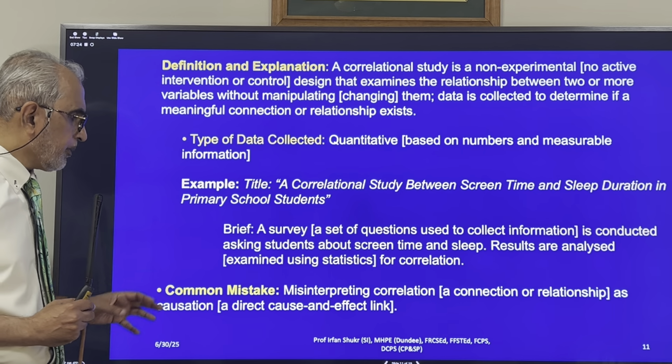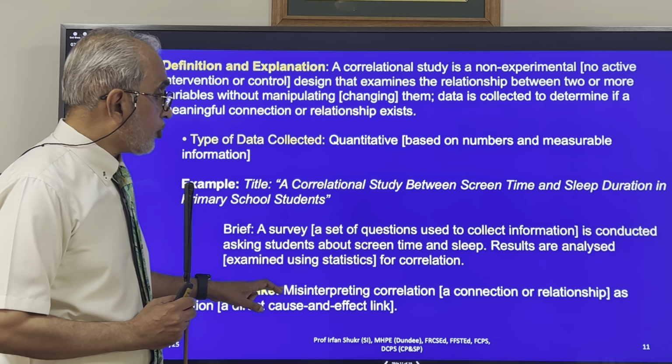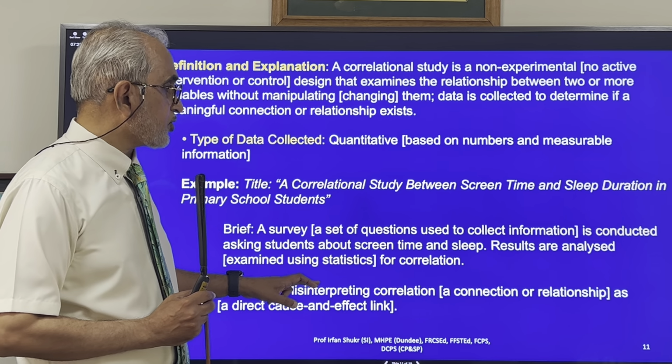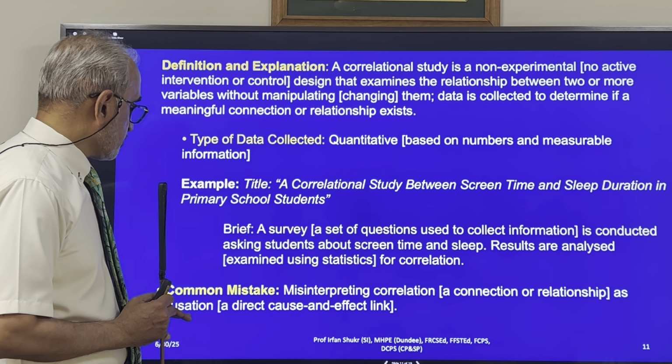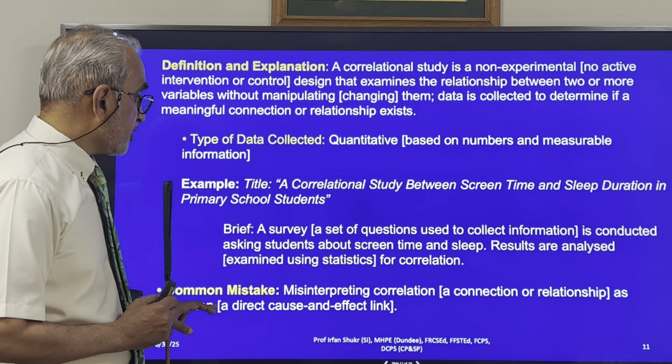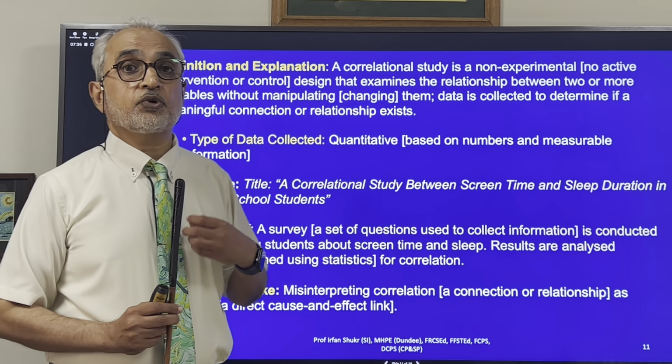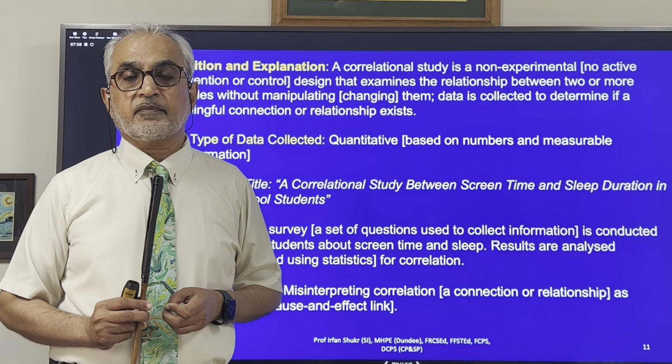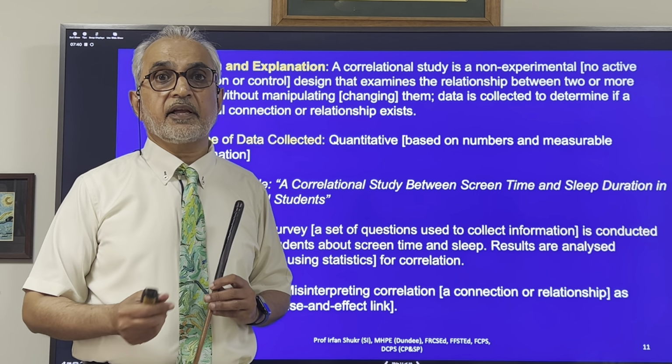A common mistake is misinterpreting correlation, a common connection or relationship, as causation, a direct cause and effect link, because there could be other things also affecting it. We will be discussing this in detail in subsequent videos.